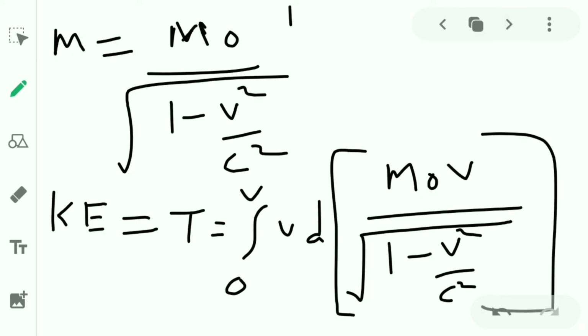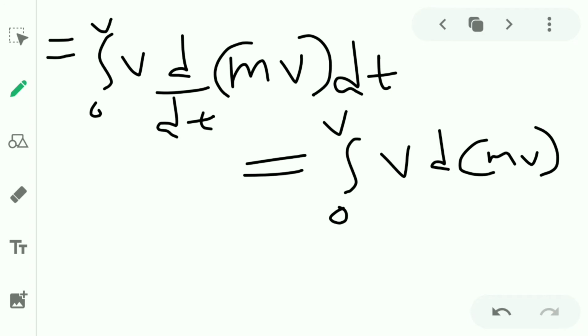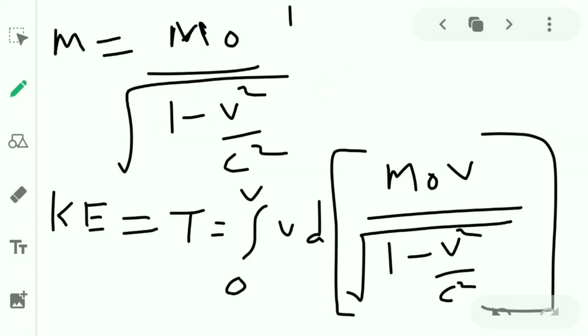So according to the relativity equation, m0 is the rest mass and m is the moving particle mass. This is the relativity equation for the mass of a moving particle. So we put this m in the previous equation, the integral from 0 to v of v d(mv), replacing m with the relativistic expression. So we will get the integral from 0 to v of m0 v over the square root of 1 minus v square by c square.